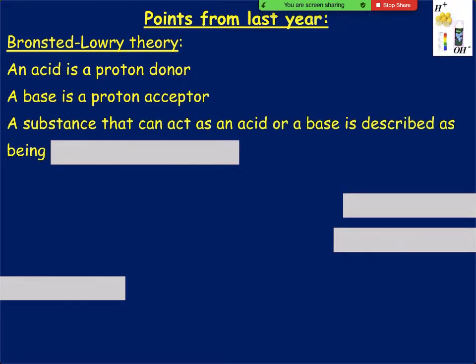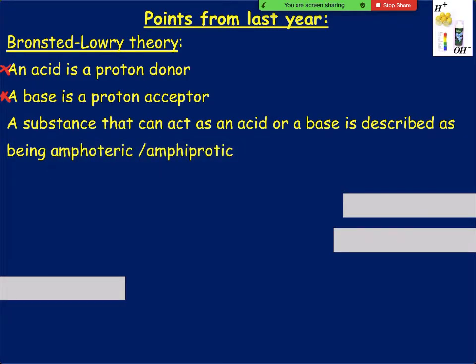So you've told me that in Brønsted-Lowry, an acid is a proton donor, a base is a proton acceptor. Can you remember the word for something that can act as both an acid and a base? Water is this thing, because it can donate protons and it can accept them. The word that we had was amphoteric. So water is your example for this because water can both donate and accept protons.